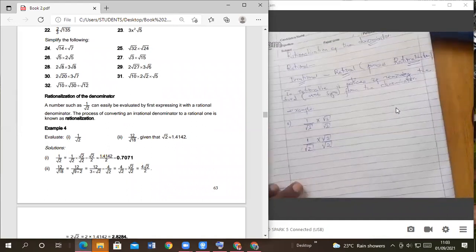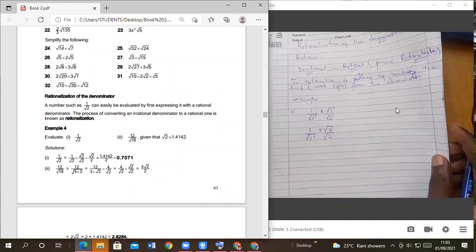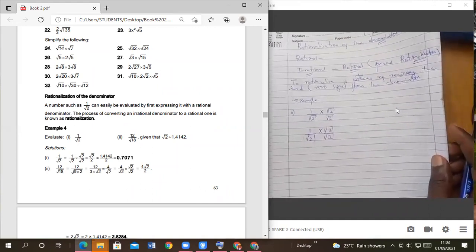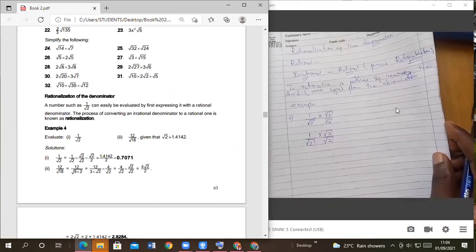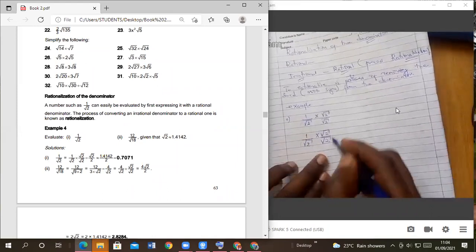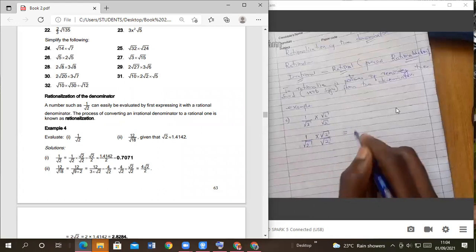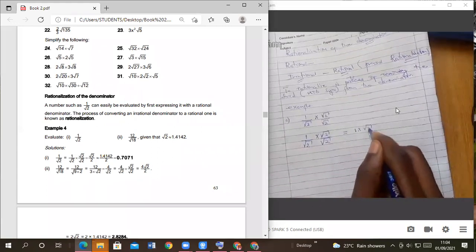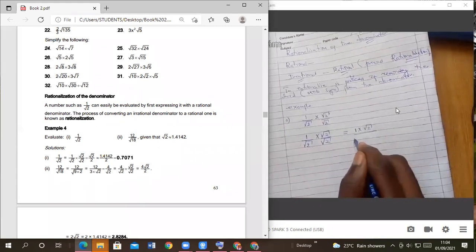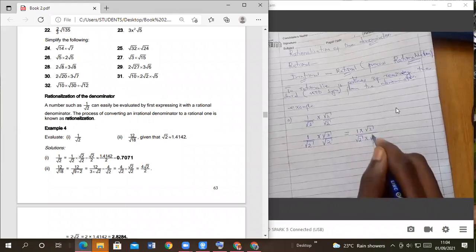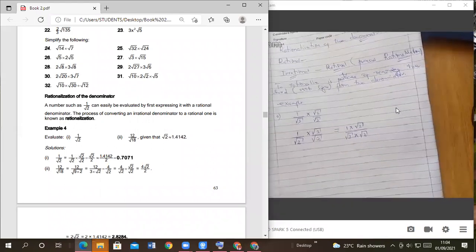Yes. So teacher, what happened to the 12? There's no 12. We have root of 2 only. So now you'll have in the numerator 1 times root of 2, over, in the denominator, root of 2 times root of 2. Remember, you're seeing that?